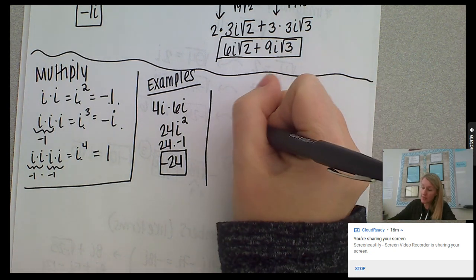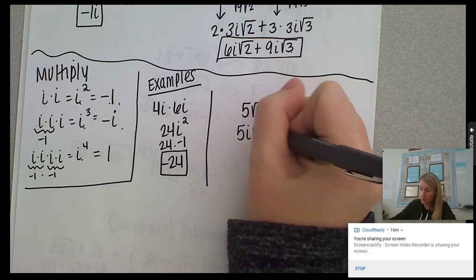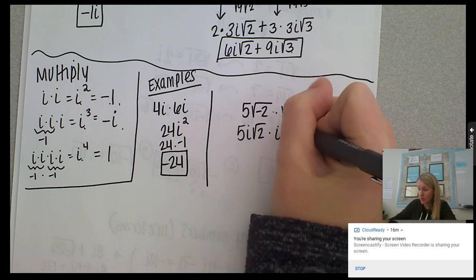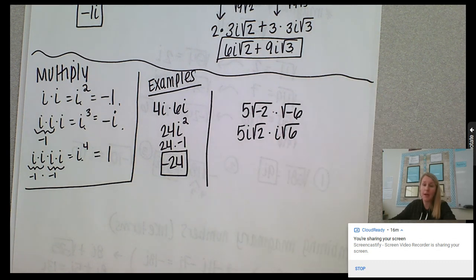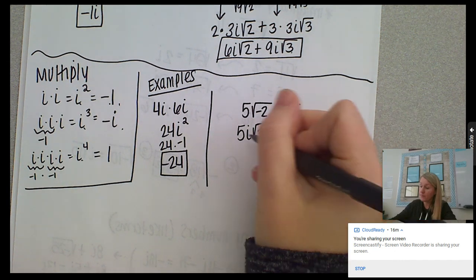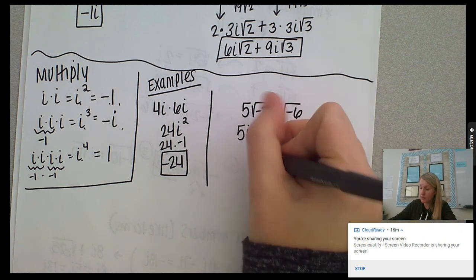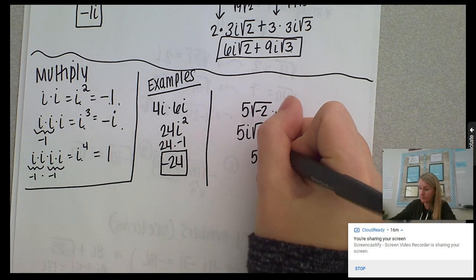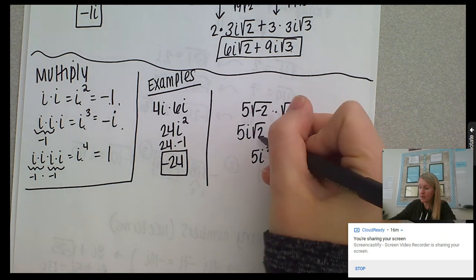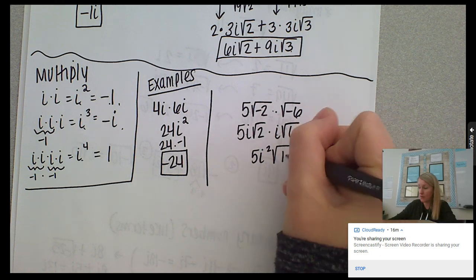So I'm going to rewrite this as 5i square root of 2 times i square root of 6, because neither of those can be broken down, but I can take the i's out because there's negatives. Now I'm going to multiply. 5i times i is 5i squared. Under my radicals, 2 times 6 is 12.